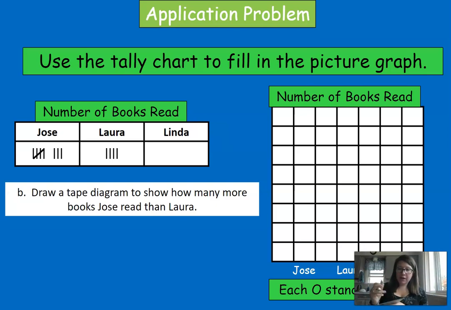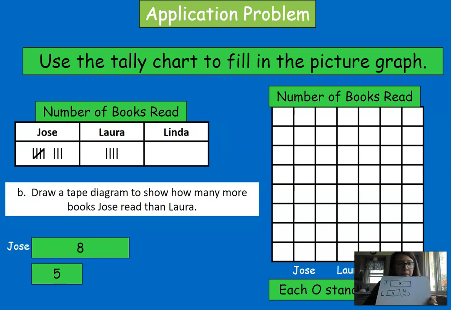I'm going to use a J to represent Jose. Now Jose read 8 books and Laura read 4. So Jose read more books than Laura, and I'm going to draw a larger part of a tape diagram for Jose. And then I'm going to use an L for Laura. And Laura read 4, which I know is half of 8, using my doubles facts, and there's my tape diagram. So I know right here there's a space for how many more books Jose read, and that's going to be 4, because 4 plus 4 equals 8.